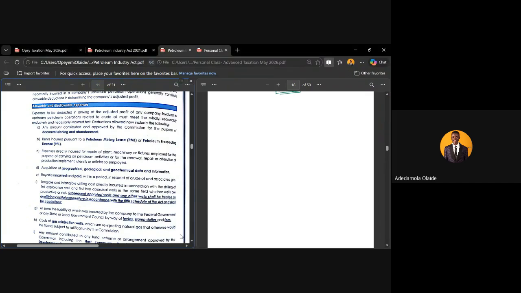The next is the rent they pay. For rent, the rent they pay is what they use to get their licenses. Either the petroleum mining lease or the petroleum prospecting license. Whatever they pay for those licenses is what we refer to as rent. It is also an allowable expense.